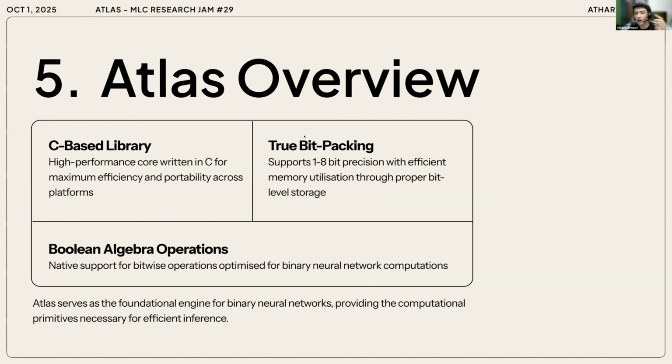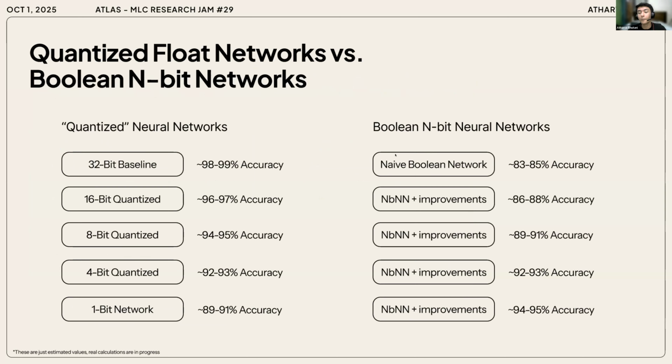So let's say you have a 1-bit neural network. One given value will contain eight representational values, right? So it is packed according to that, and it supports bitwise operations, so it does not use floating point operations. A binary neural network is a network that uses binary operations for its processing. If you go back to this example, the naive Boolean network, or any network which is trained as a Boolean network, uses binary operations.